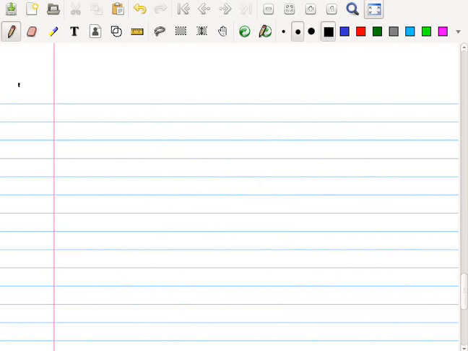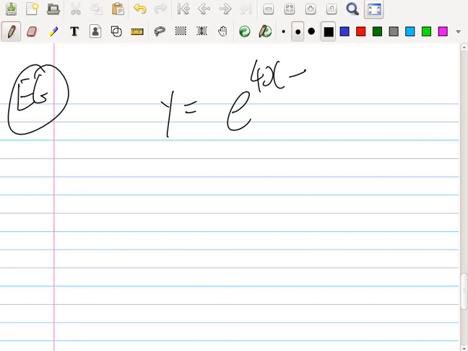All right, another example now. f of x equals e to the 4x plus 1, and you want the inverse function here. So like before, you start off with y equals e to the 4x plus 1.